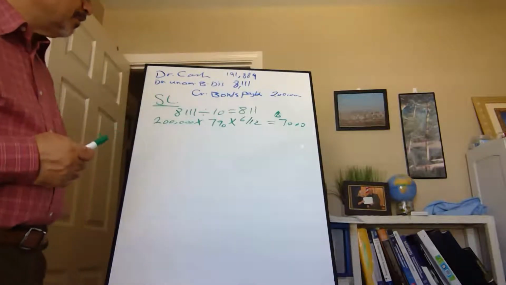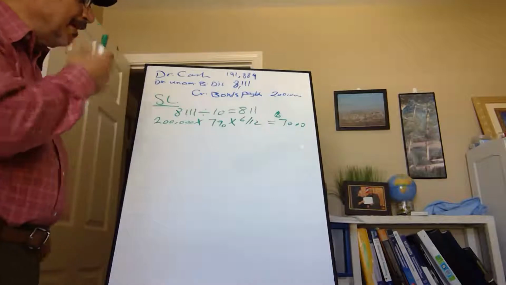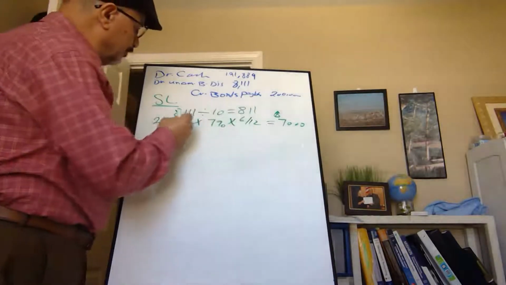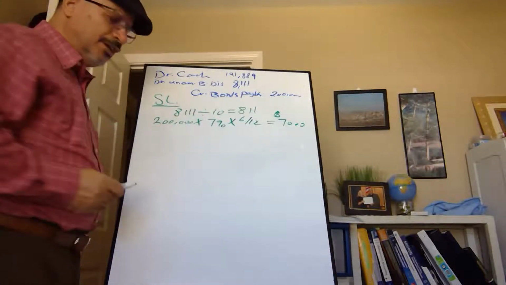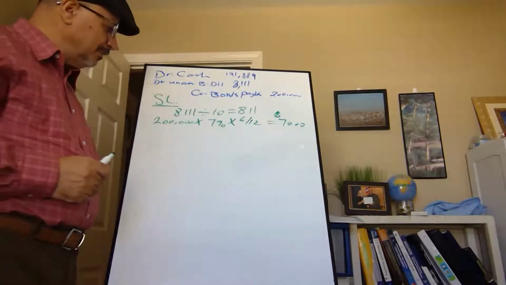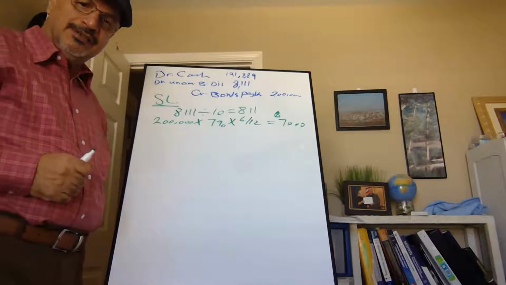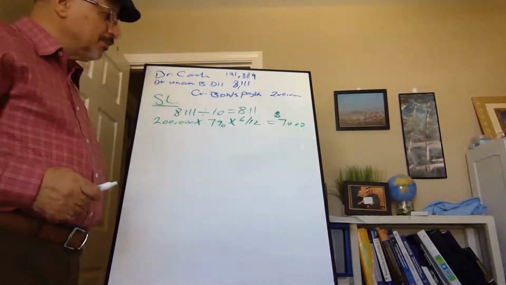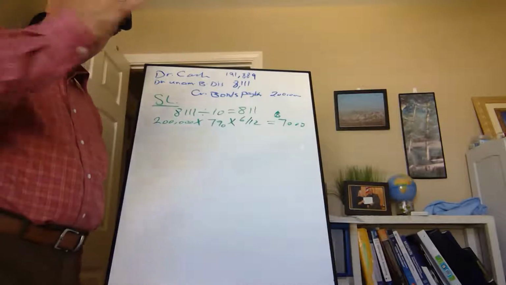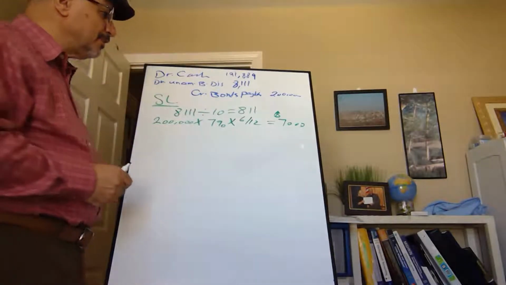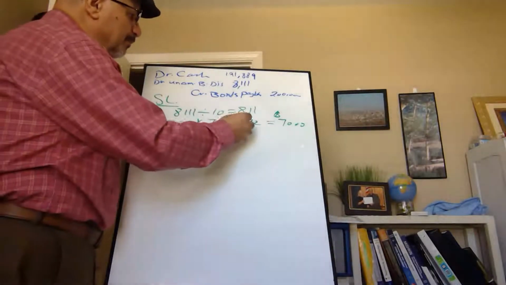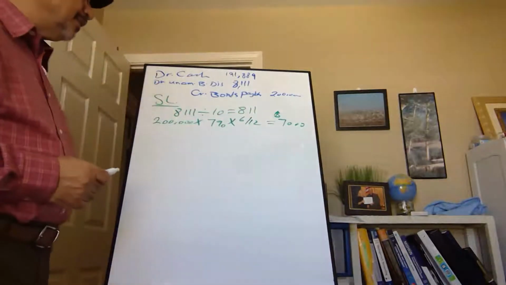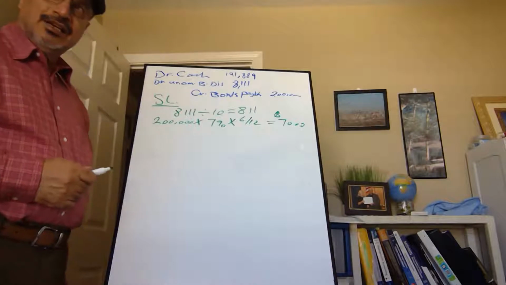Okay, so we do have a total of $8,111 unamortized bond discount. We divided by 10 periods, because it's a 5-year bond and the interest is payable every 6 months. So every 6 months we have to recognize $811 of the interest expense.